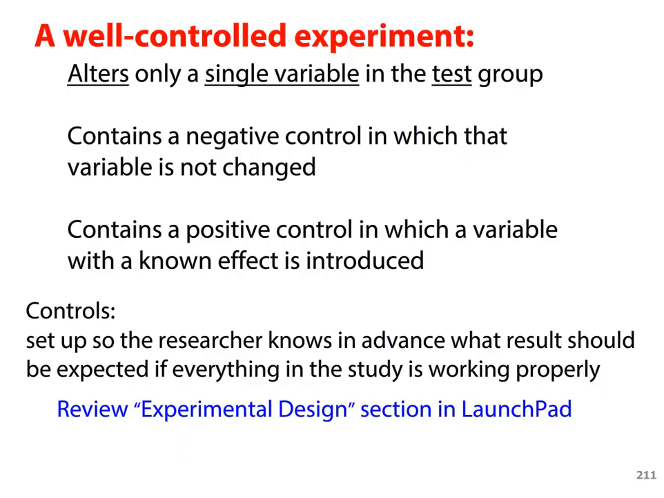All right, so let's talk about a well-controlled experiment, okay? So in a well-controlled experiment, you're only going to alter one single variable in the test group. So it might seem simplistic, but that's how you get your best results. And a lot of times the most elegant experiments are those with very straightforward designs. And I love those, okay? You also then have a negative control where the variable is not changed. All right, so I want you guys to realize that in an experiment, very often we design them to have a negative control and a positive control.